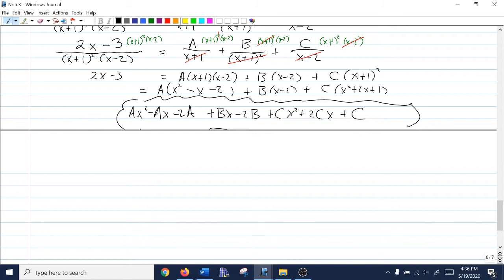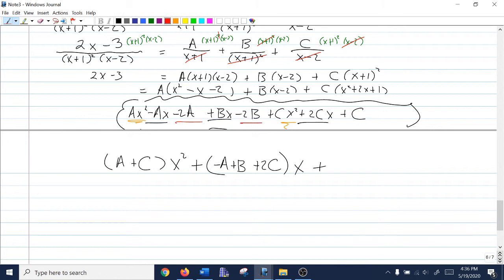And now this is a polynomial. I want to group the terms by their powers of x. How many x squareds do I have? I have an ax squared and a cx squared. That's a plus c times x squared. How many x's do I have? I have negative ax, positive bx, positive 2cx. So that makes this many x's. Do I have a constant term? I have negative 2a, negative 2b, positive c. And this polynomial is allegedly going to equal 2x minus 3.